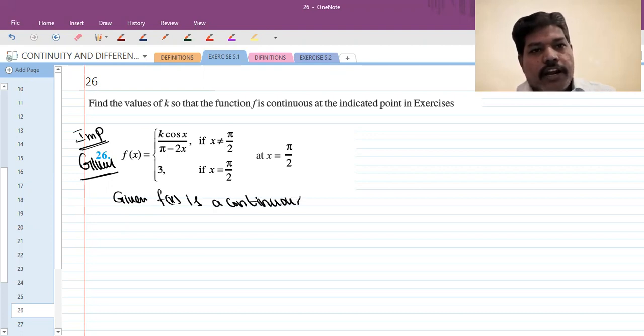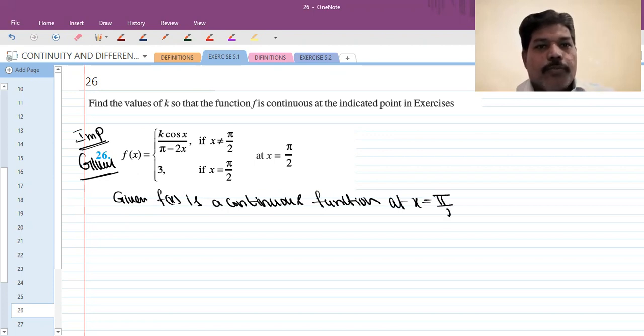Is a continuous function at x equals pi by 2. So I will take the condition here: f of pi by 2 is equal to what? Why? Because f is continuous at x equals pi by 2, meaning f of pi by 2 is defined. So what is f of pi by 2? The value of f of pi by 2 is nothing but 3 only. So f of pi by 2 is 3.